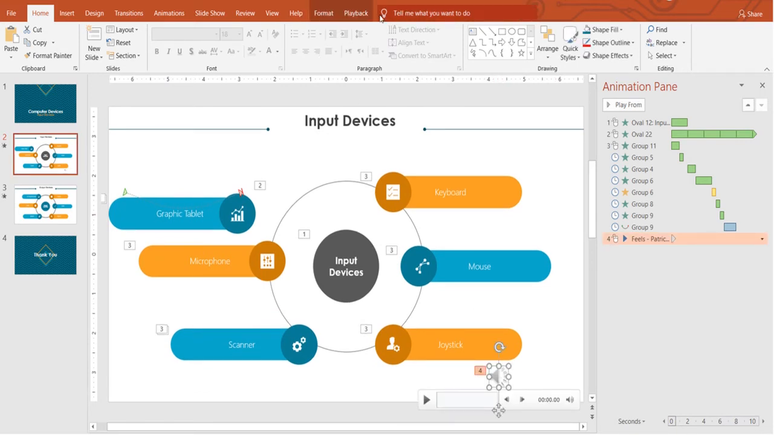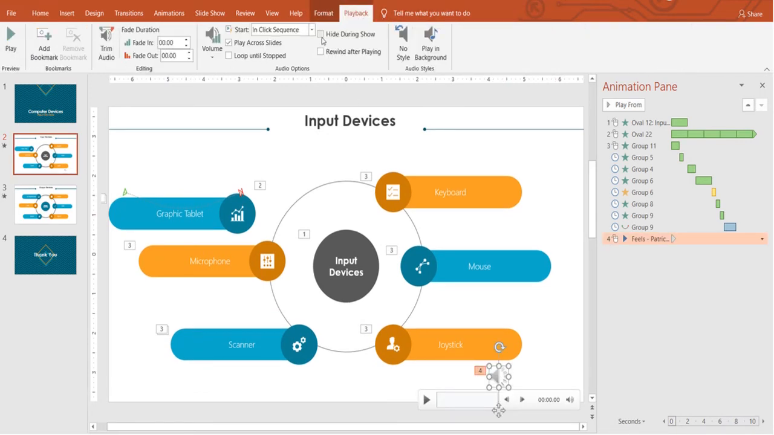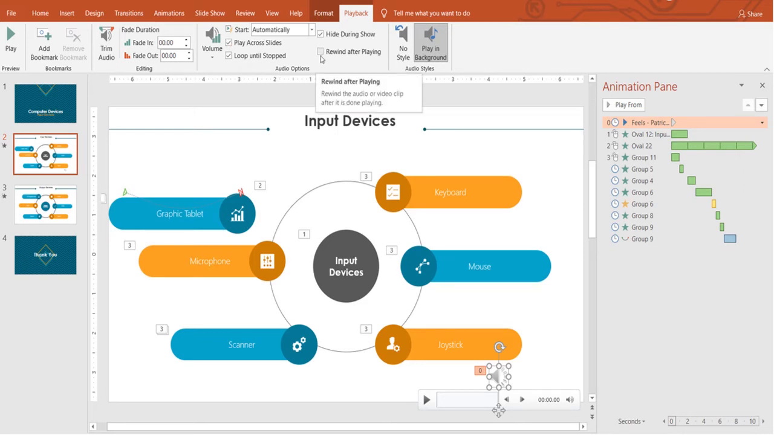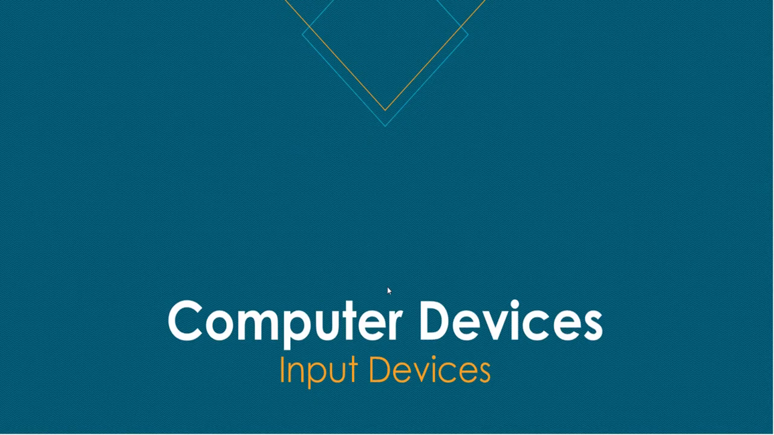Let us select it again and see what happens if I do this and I want to play it in background. You can see that it auto selects quite a few things, and I can also select rewind after playing. Basically, it's the same as you do it for looping until stopped. So let's try it again and start our slideshow. You see, I haven't clicked anything and it starts playing automatically.